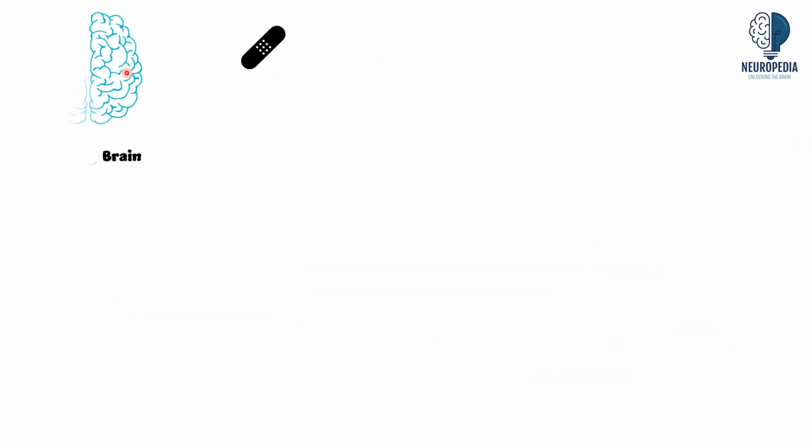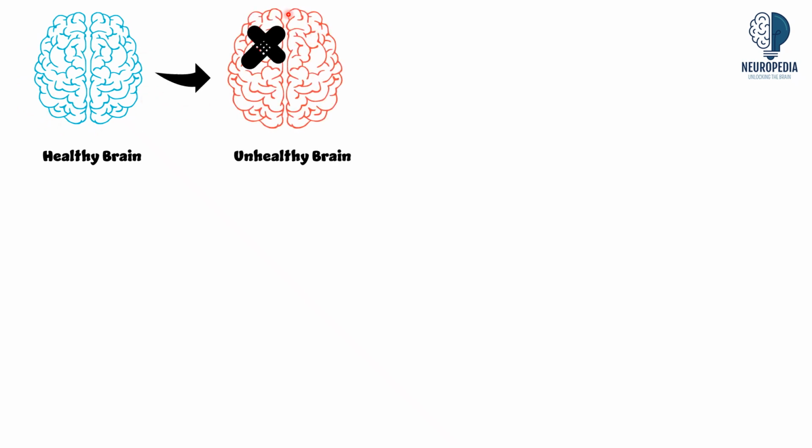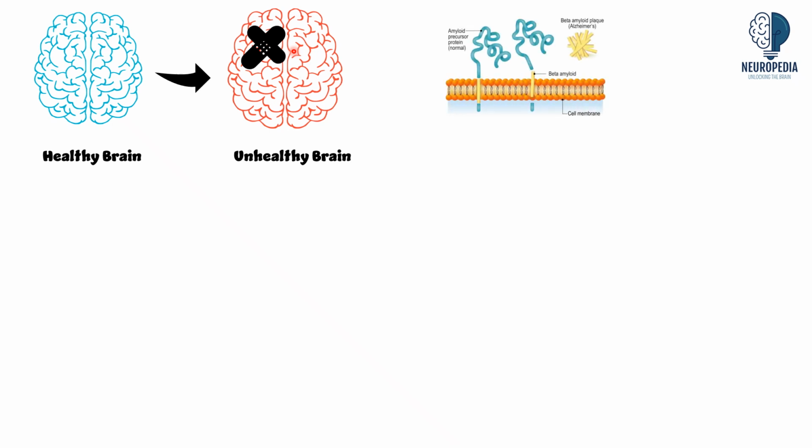Now let's talk in detail about what happens to the brain in Alzheimer's disease. Here you can see this is our healthy brain, and on the right it's the unhealthy brain due to Alzheimer's disease. I talked about amyloid plaques, or amyloid beta. The generation of amyloid beta begins because of a protein known as the amyloid precursor protein, APP, that is found normally in the neuronal membrane.